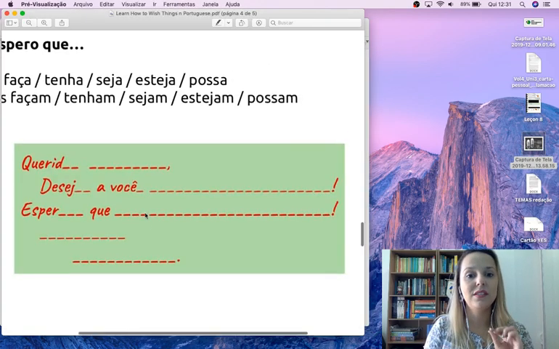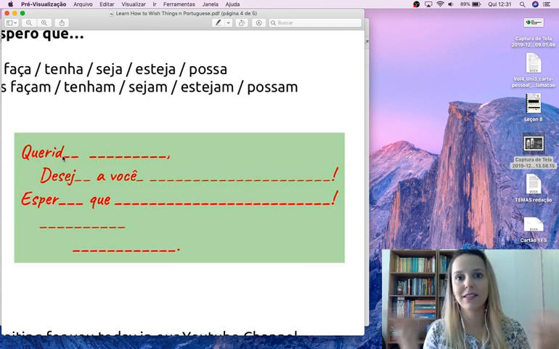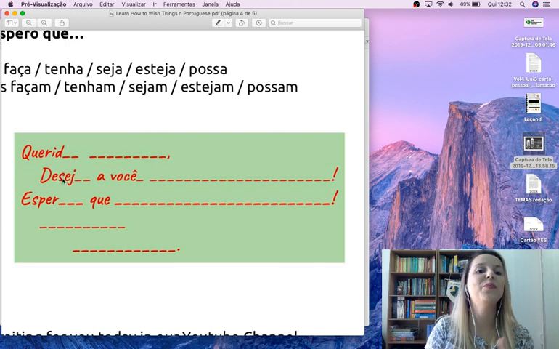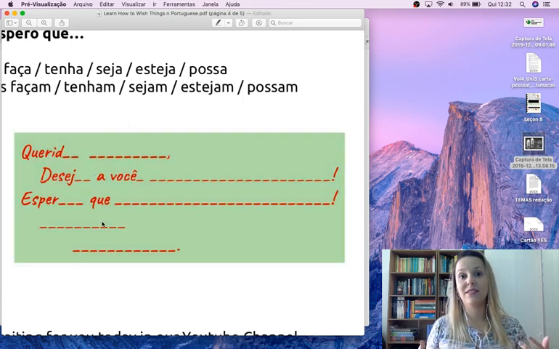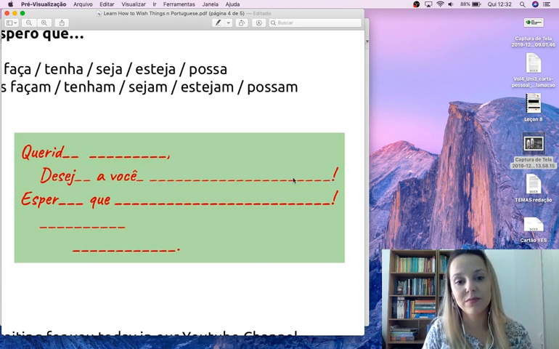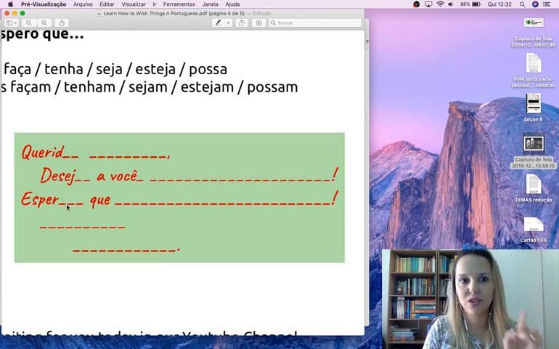So you can use this model here, guys, this template. So, querido, da, dos, das, it will depend on who you are writing to. Here you put the name of the person or people. Then here you can decide if you will send the card from you or from you and someone else. A você or vocês in the plural, it will depend, right? And then you can put the message, and you can also use this other expression we just saw.